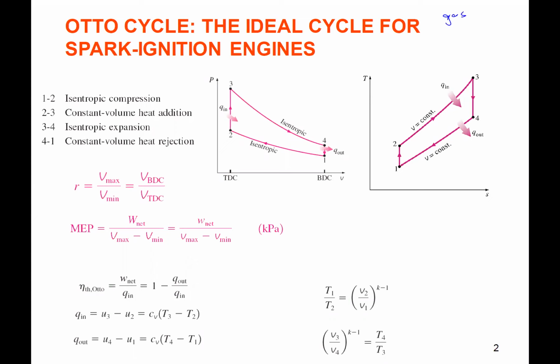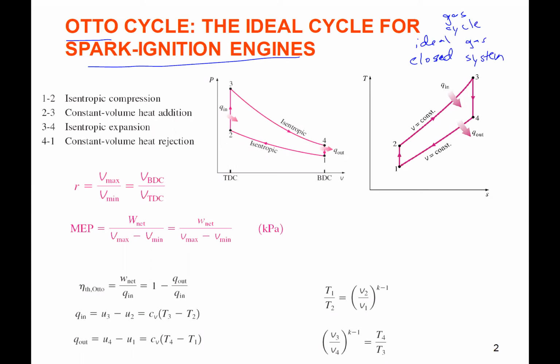Gas cycle. So that means we can assume ideal gas, right? And this one is the Otto cycle. So this is for spark ignition engine. So that's the closed system, right? So this is a closed system cycle, okay?